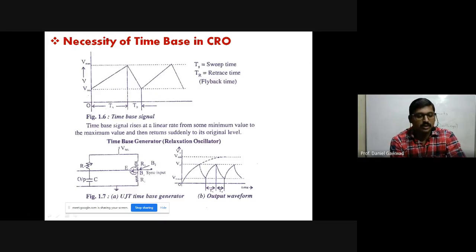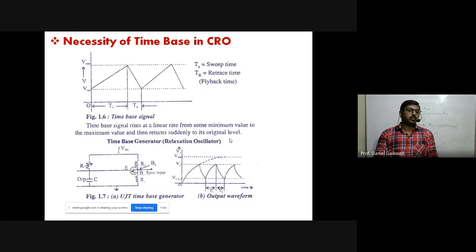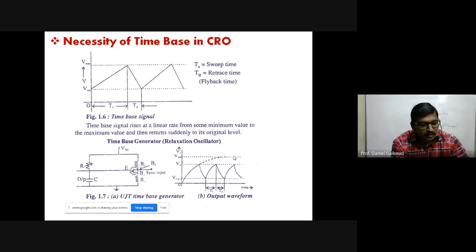Next is the role of the time base in CRO. A separate question may be asked in the examination: explain the necessity of the time base in CRO. So check carefully what we have given in the topic of necessity of time base in CRO. Now check carefully, the time base signal is generated in this particular waveform like this.